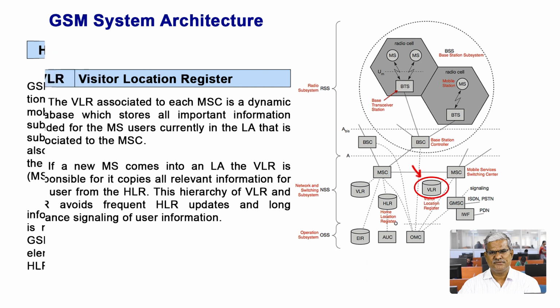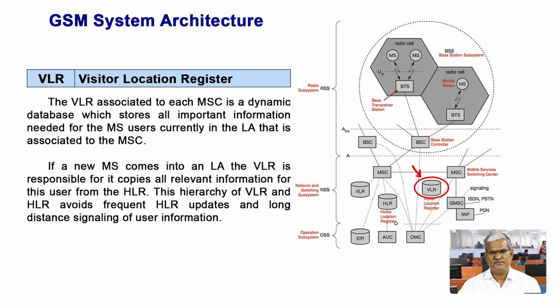The next one is Visitor Location Register, VLR. The VLR associated to each MSC is a dynamic database which stores all important information needed for the mobile station users currently in the location area that is associated to the MSC. If a new mobile station comes into a location area, the VLR is responsible for it and copies all relevant information for this user from the HLR. This hierarchy of VLR and HLR avoids frequent HLR updates and long distance signaling of user information.